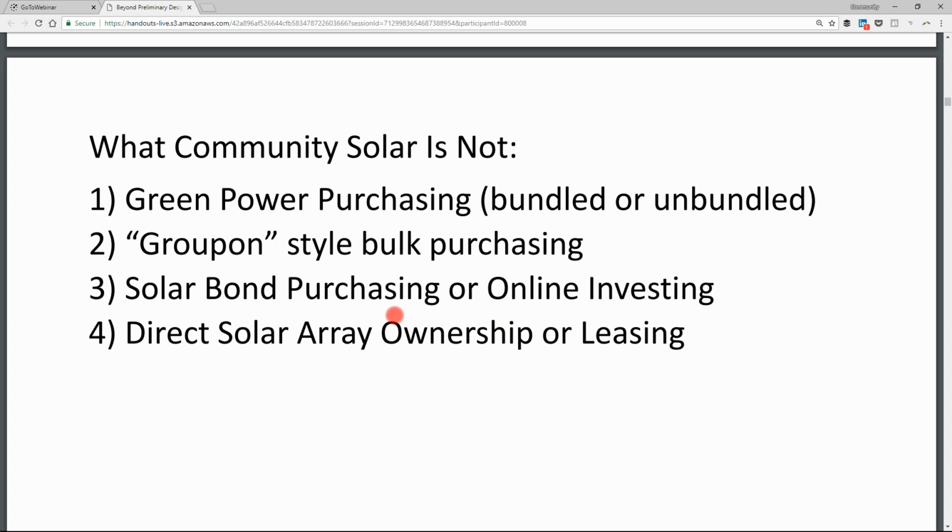And then, of course, there's direct array ownership or leasing. When you think about it, a solar lease is kind of like a community solar project because it's one array and there's a host who has the array on their property, and then there's a third-party owner, and that third-party owner may be receiving the financial benefit, and the host may be saying, okay, well, I got the solar array, and maybe it's saving me money or maybe not. So maybe solar leasing could be defined by SIA's definition as a community solar project. It's definitely a different option.